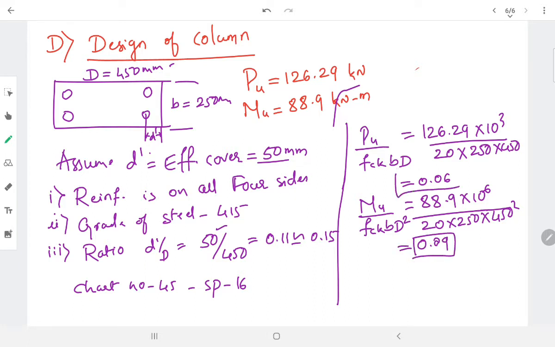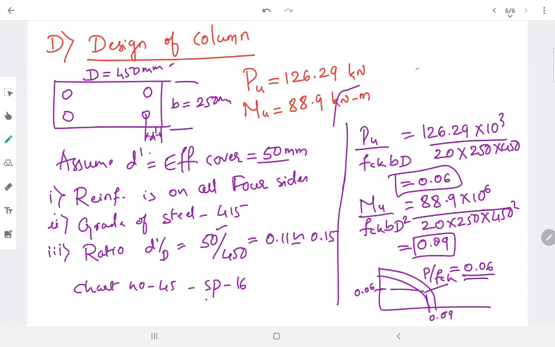This is one value and this is one value. If you refer to that chart, in that chart one is 0.06 and one is 0.09. So curves are there which will give you the ratio of p by fck. Just mark them somewhere. This ratio is coming around 0.06.